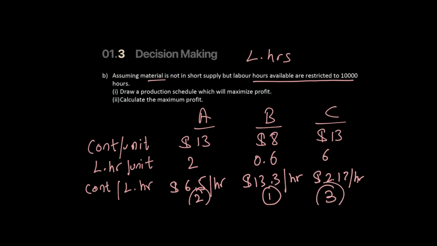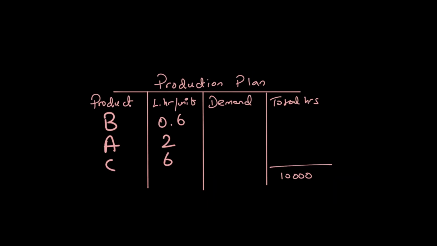All right, so your ranking has now completely changed. So let's draw the new production plan with 10,000 labor hours. All right, so I've drawn the production plan for you guys. We're going to make B first, then A, and then C.